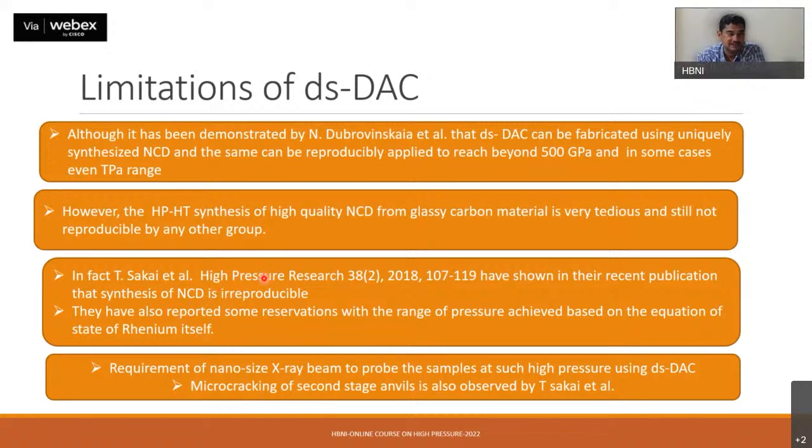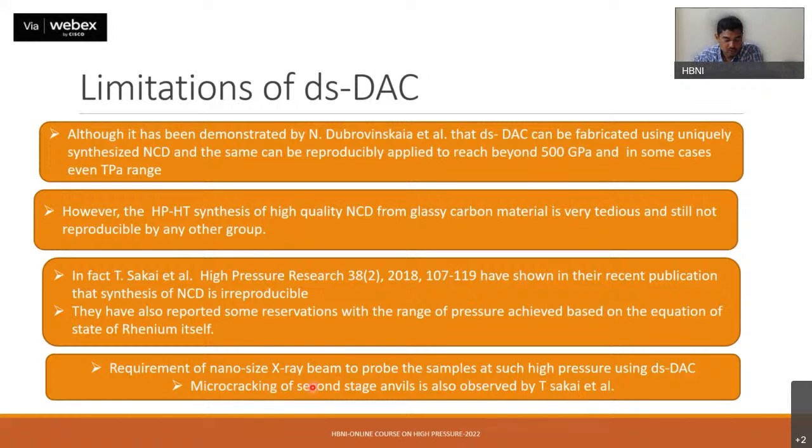And whatever they have synthesized, nanocrystalline diamonds have various shapes and sizes and of varying quality. They have also reported some reservations with the range of pressure achieved based on the equation of state of rhenium itself and gold. Not only that, in these kinds of experiments, you really require nano-size X-ray beams to probe the samples at such high pressure using double-stage diamond anvil cells.